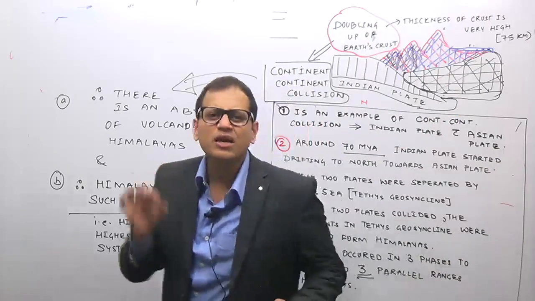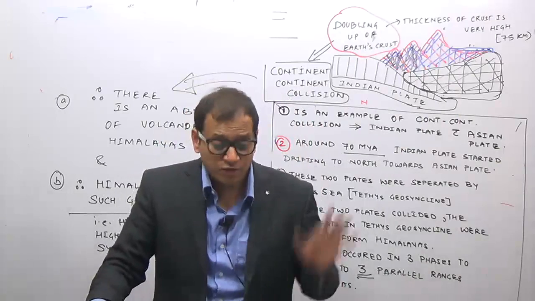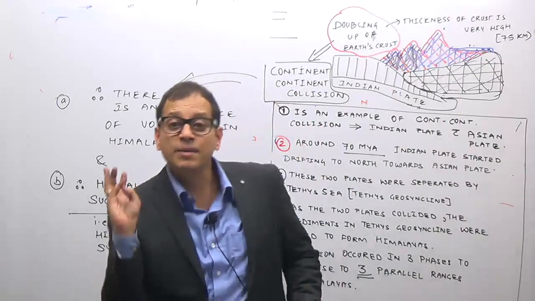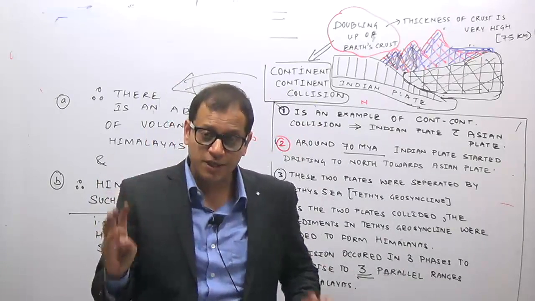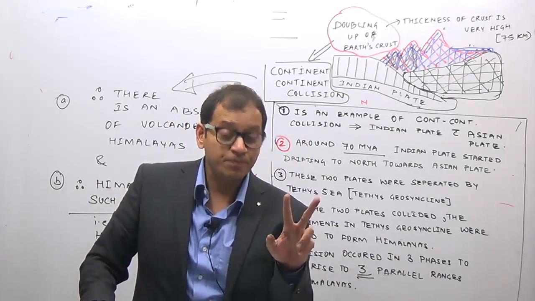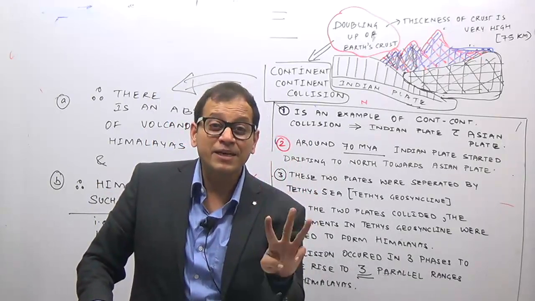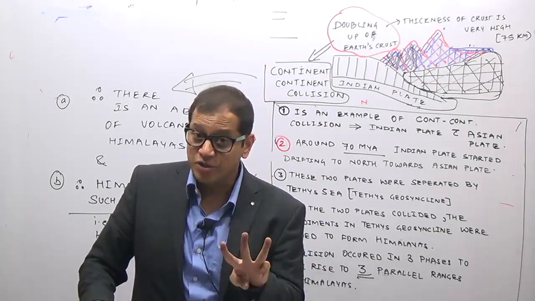So this is all about the origin of the Himalayas. I will repeat again, we will revise what we studied in this lecture. Himalayas were formed due to collision of the Indian plate with the Eurasian plate. Second point, both of them were continental plates. Third point, they were separated by a narrow shallow sea known as the Tethys Sea or the Tethys Geosyncline.